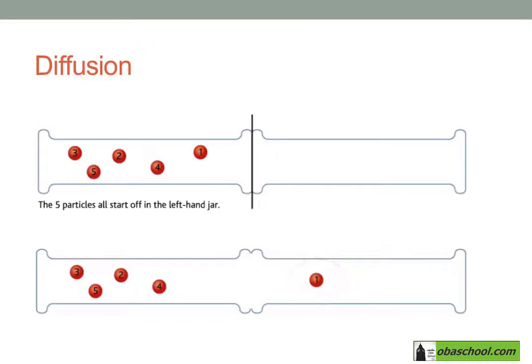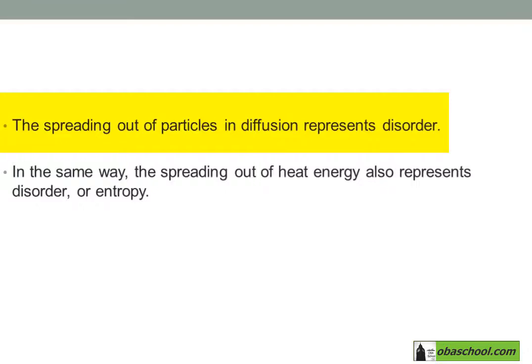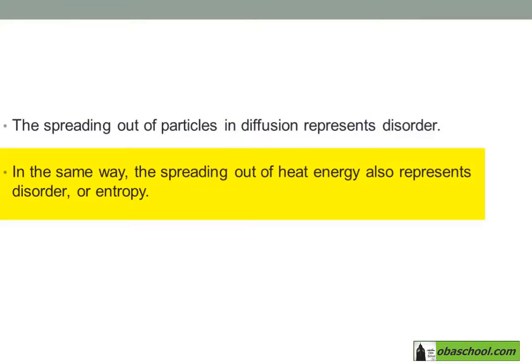The thing is, in tube 1, after we remove the divider, we see that particle number 1 goes from the left part to the right part. The spreading out of particles in diffusion represents disorder. When we removed the divider, we allowed these particles to go into the other part of the tube. We allowed them to be disordered.